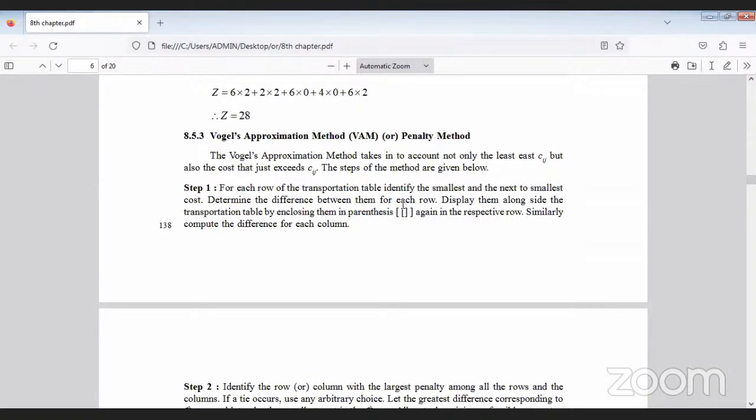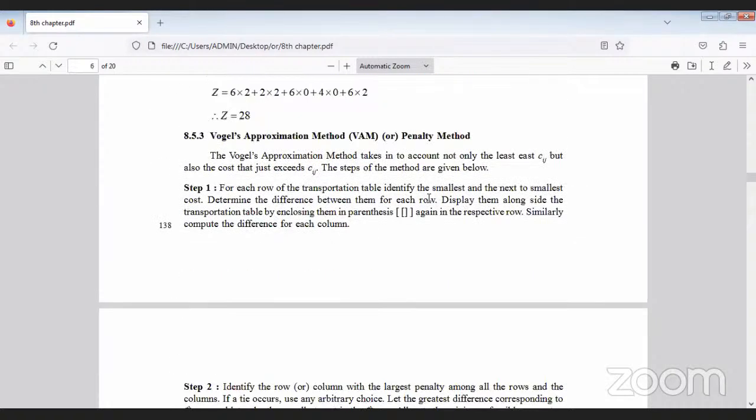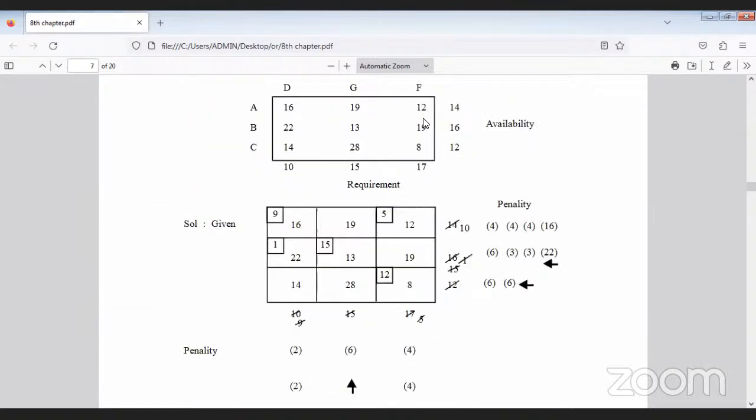So for each row of the transportation table, identify the smallest and the next smallest cost. Is this the highest or the smallest? In that row it is the highest. What did it say? For each row of the transportation table, identify the smallest and the next smallest cost. We took 2, 16, 12, right? Yes sir.